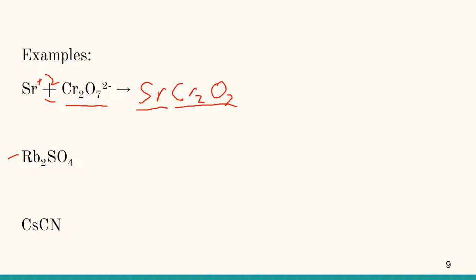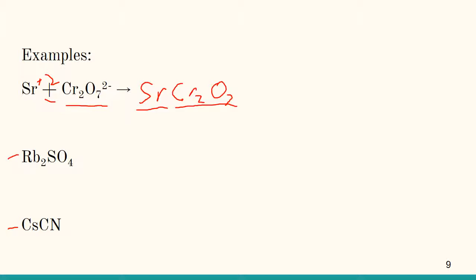Now, in our second example here, we already have our compound put together. So all we have to do is name it. So our first element is rubidium. That's going to be our cation. Our anion, you'll have to look on the list of common polyatomic ions, is going to be sulfate. So all we have to do is just put those things together, rubidium sulfate, and we have it named.